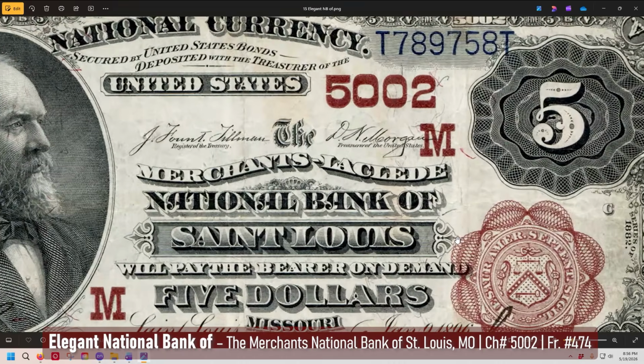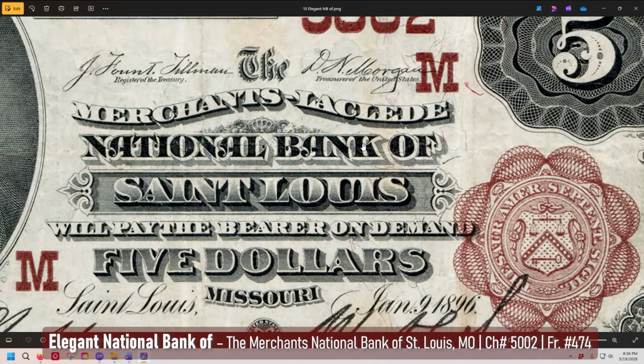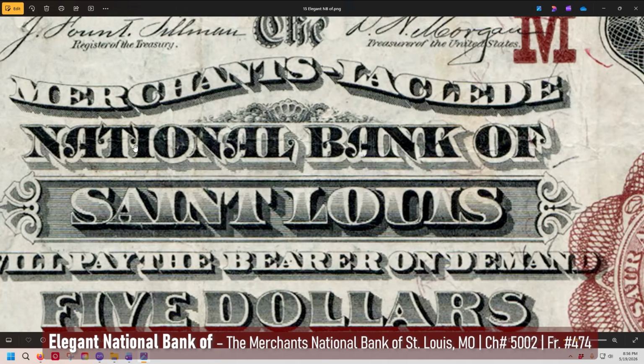So this is similar to the Baroque in that the text for National Bank of is what makes this. And these elegant, you can kind of see the curls in the A's. Oh right, okay, got it. And that's how you tell these, right?